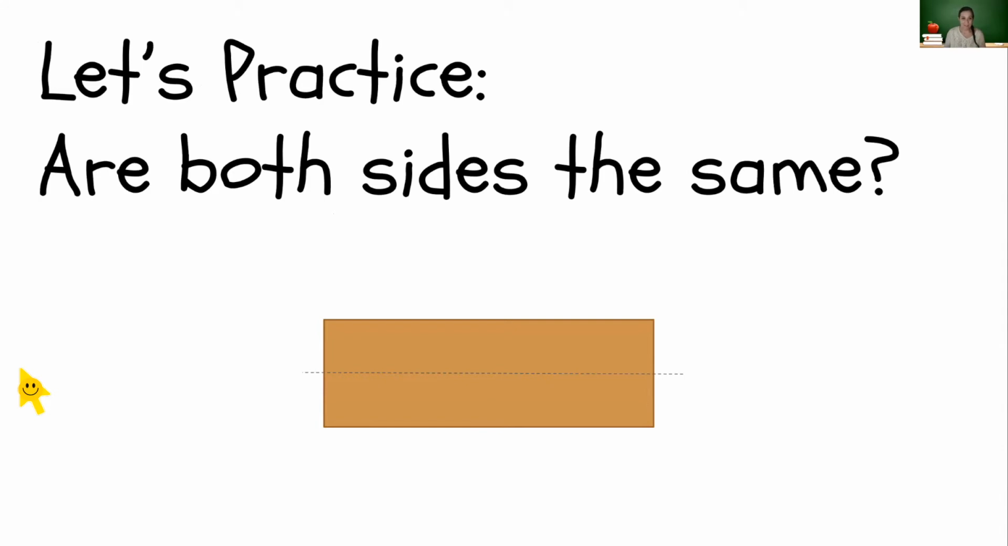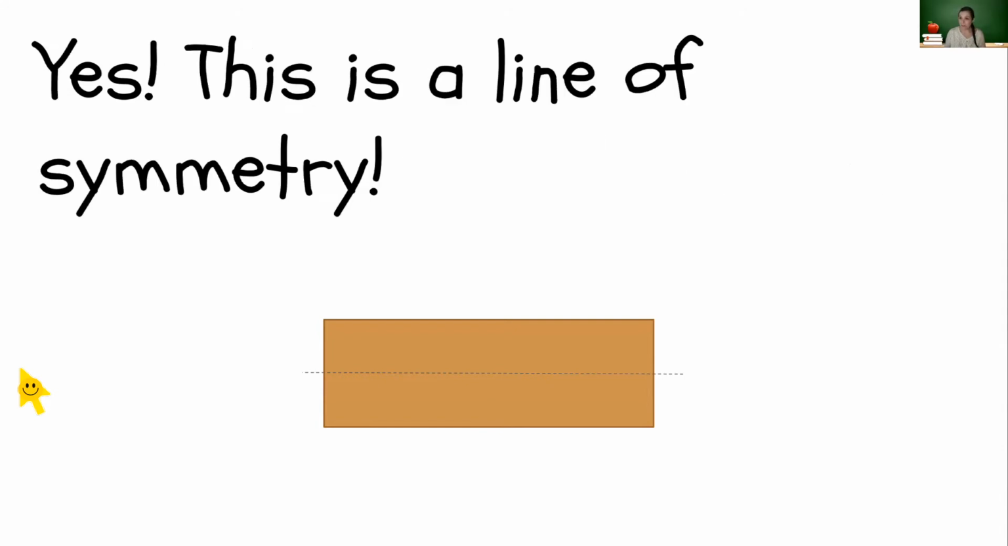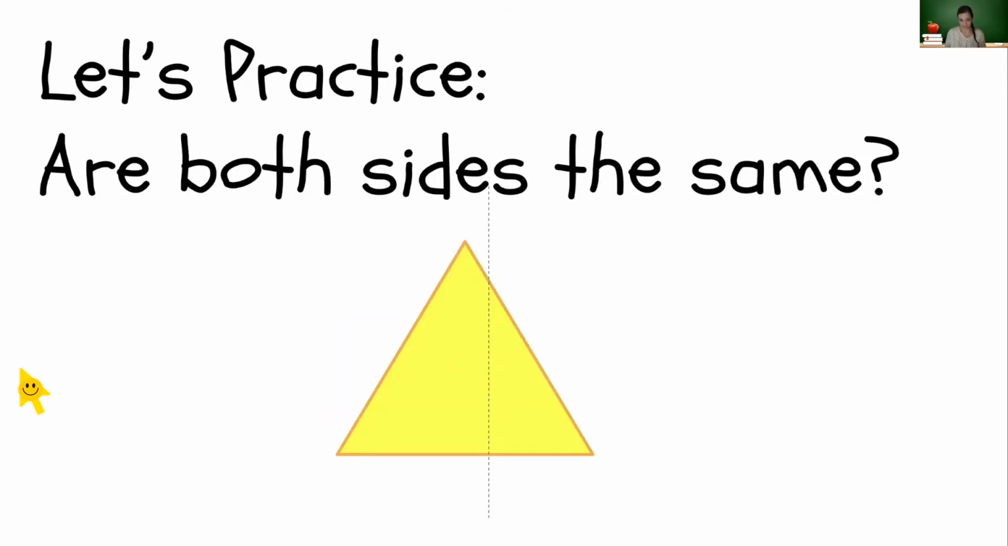It's that basic engagement. It's one low-tech way I can check for engagement and make sure that every student is on every page with me. Yes, this is a line of symmetry. Both sides the same. You ready? Ready? Hide it. We got your answer hidden. 1, 2, 3, show me.